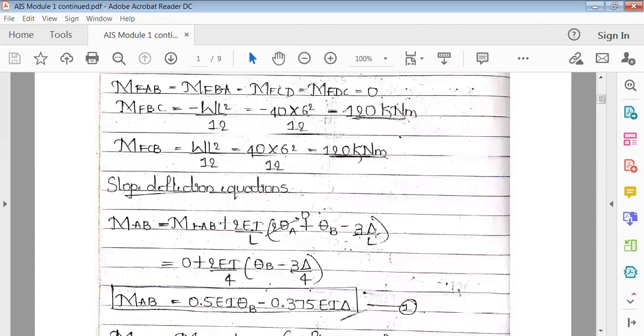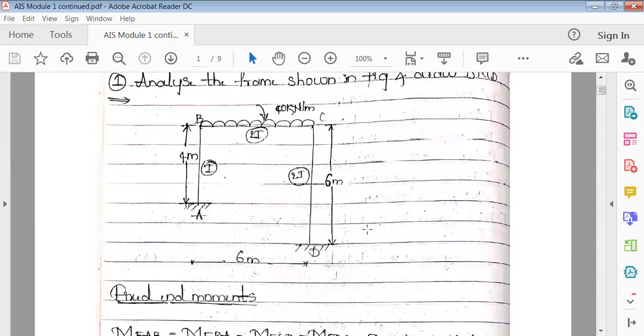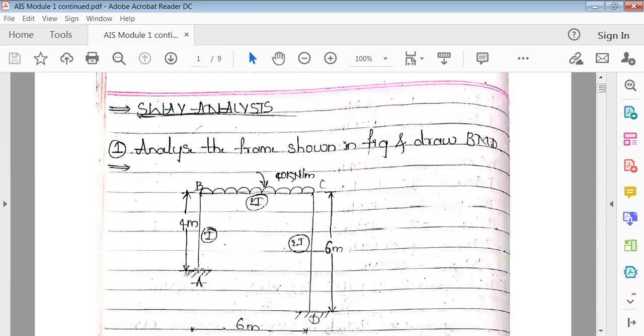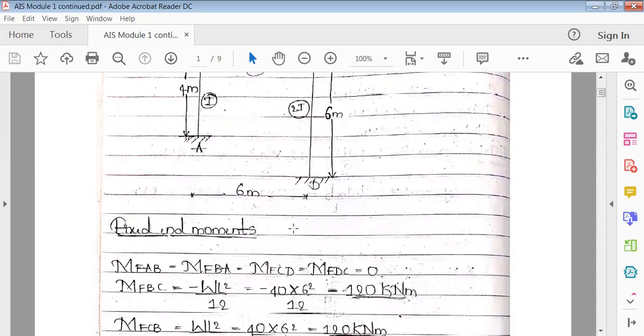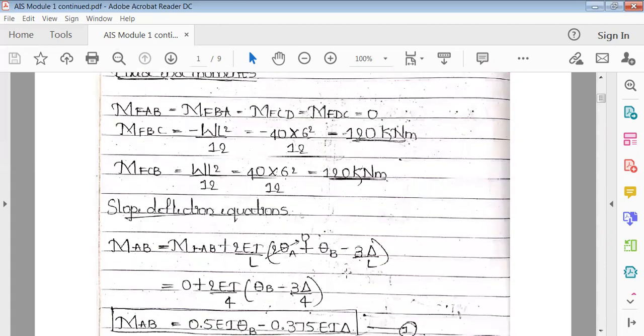Here the delta exists because it is swaying. For frames, whenever there is a difference in height like this, obviously it will move. A will remain in A only, but B deflects like this to the right. Here also C deflects to the right like this. This horizontal movement from the initial position to the final position is called delta. In frames it is a horizontal movement which is called delta, whereas in beams the delta movement would be vertical.